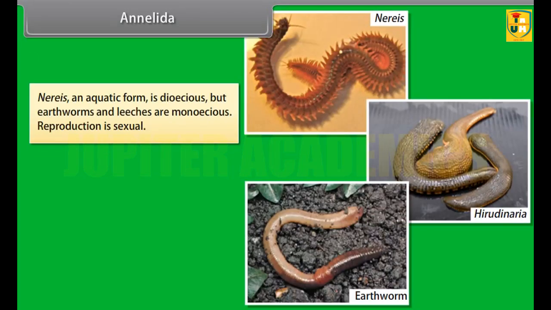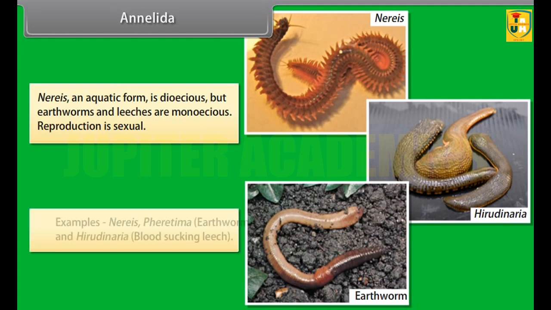Nereis, an aquatic form, is dioecious, but earthworms and leeches are monoecious. Reproduction is sexual. Examples: Nereis, Pheretima, that is earthworm, and Hirudinaria, that is blood-sucking leech.